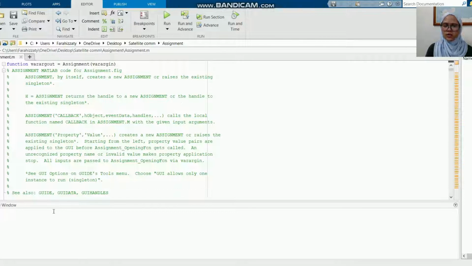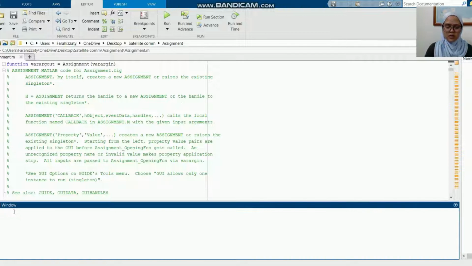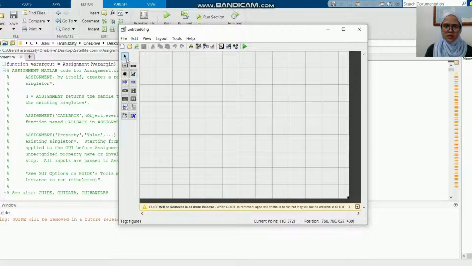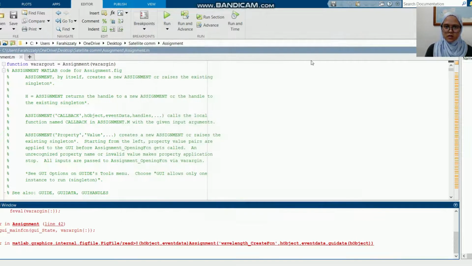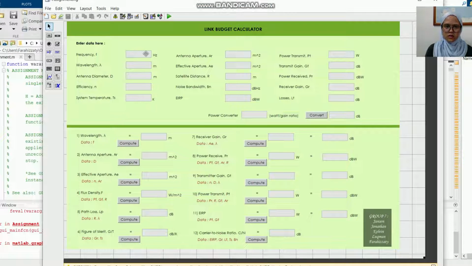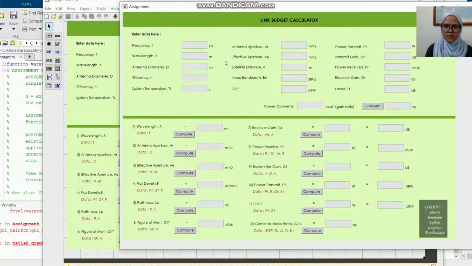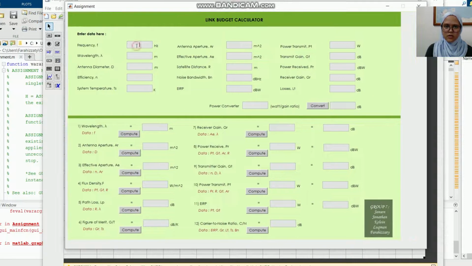Okay, here is the demonstration of the calculator that we have designed. First of all, type guide in the command window, and then I will open the calculator that has been designed. Okay, the next step is to insert all the assumed data.